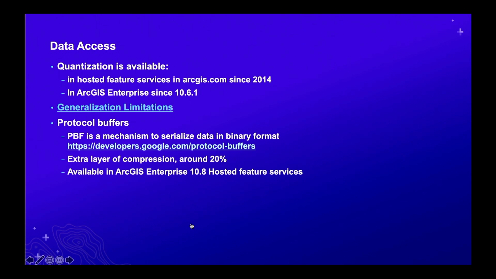And we also introduced protocol buffers two years ago. So basically, instead of sending back JSON, we encode the feature set into a PBF. It's a mechanism to serialize data into a binary format. It's developed by Google. It's an extra layer of compression. So on this data that you have seen from New York, it's around 20% better compression on top of the already pretty good compression of GZip. And it's available in ArcGIS Enterprise starting at 10.8, so in hosted feature services.